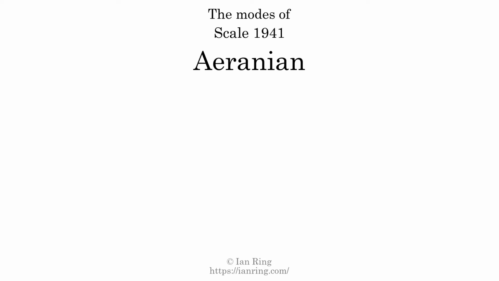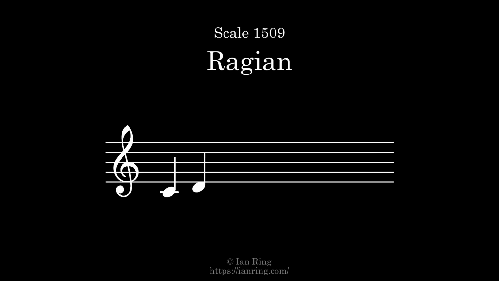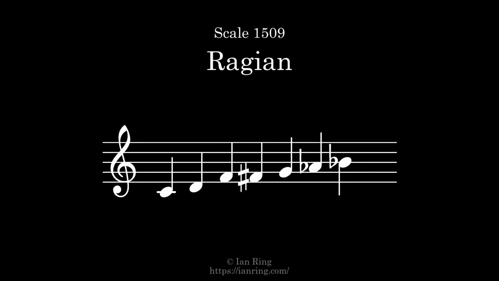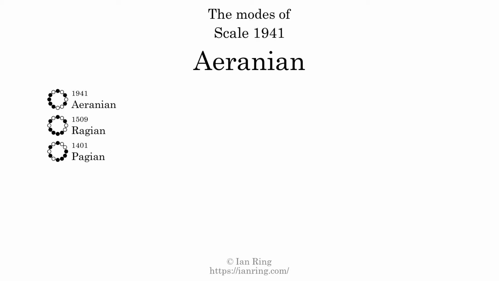This scale has 7 modes. The first mode is itself. The second mode is scale 1509, also known as Rygian. It sounds like this. The third mode is scale 1401, also known as Pagan. It sounds like this.